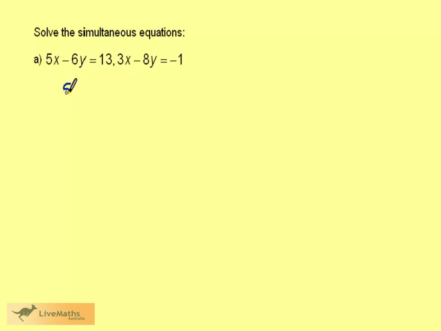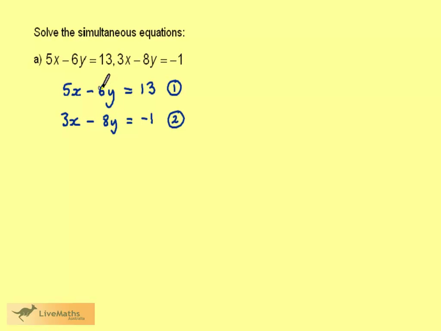We want to solve the simultaneous equations 5x minus 6y is equal to 13. Call this equation 1. And 3x minus 8y is equal to minus 1, which we'll call equation 2. Note how we have different numbers of x's and of y's.